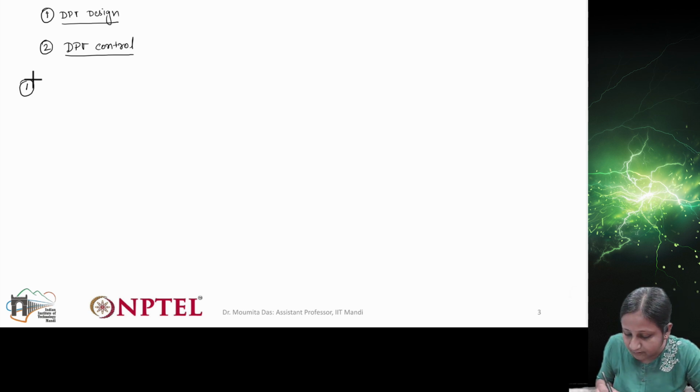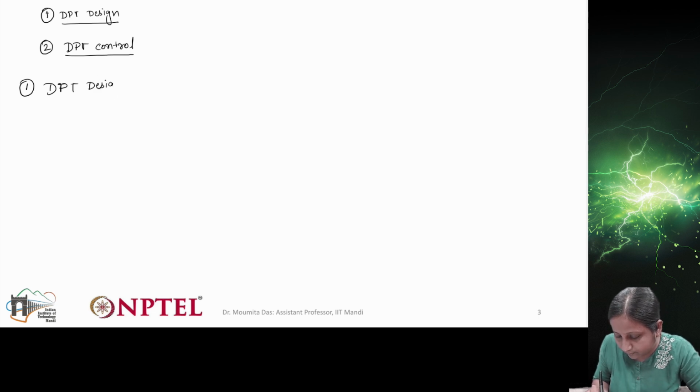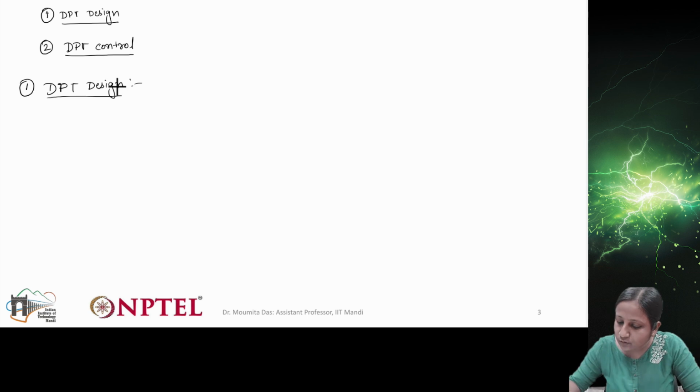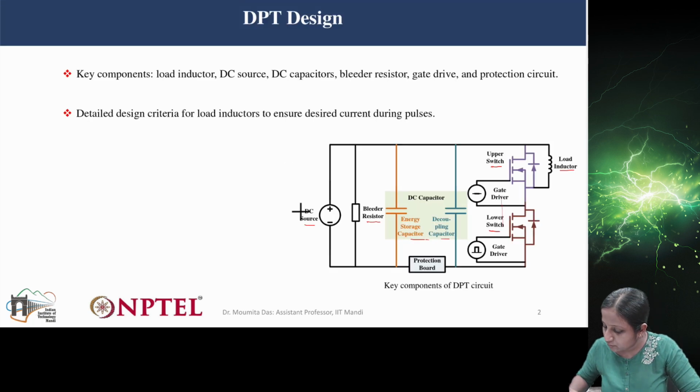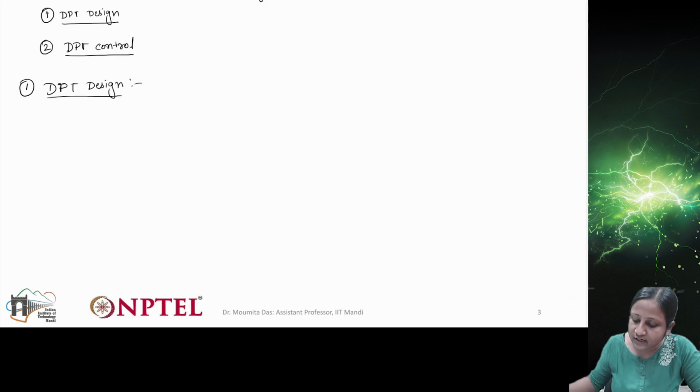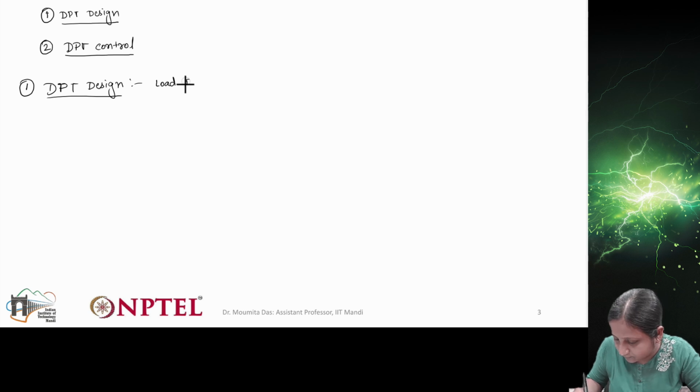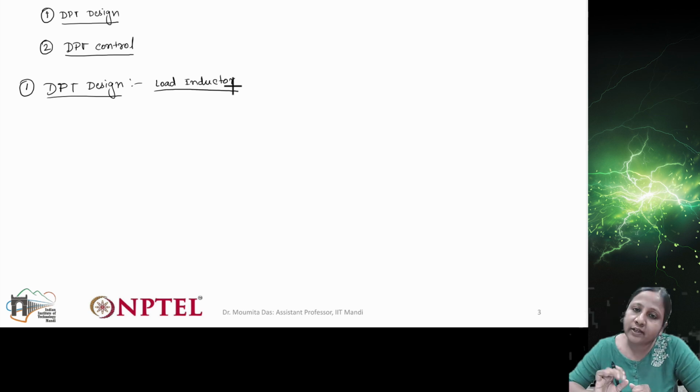The first component is DPT design. As you have seen in the previous lecture, in design we will be calculating four different components. One is the DC source, second is the bleeder resistor, third is the DC capacitor, and fourth is the load inductor. So let's start with the load inductor. How can we calculate the value of the load inductor?